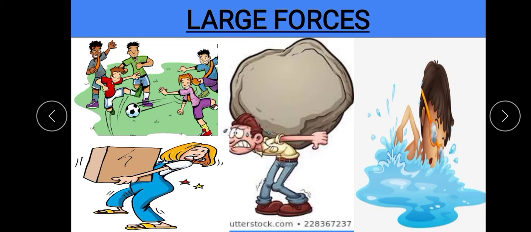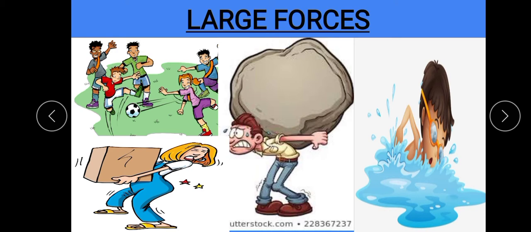Students, large forces means that some activity required more strength, more energy. We need to make more effort to perform those activities like playing football, picking up a big stone, picking up a heavy box, and swimming requires more force. Okay, students, to apply large force, you need more energy, more effort to perform this activity.